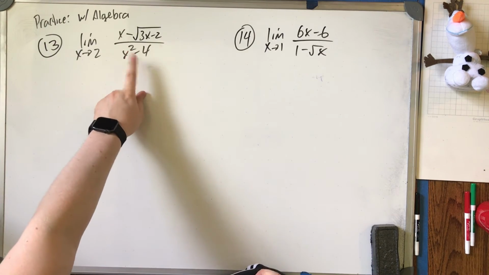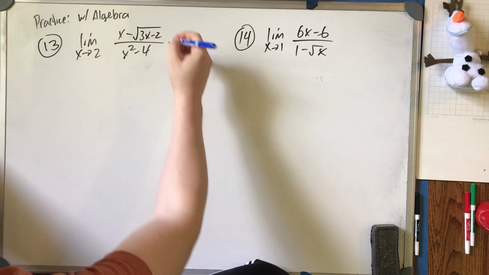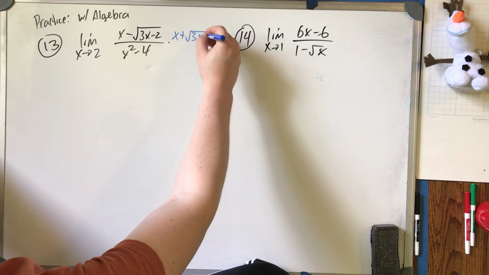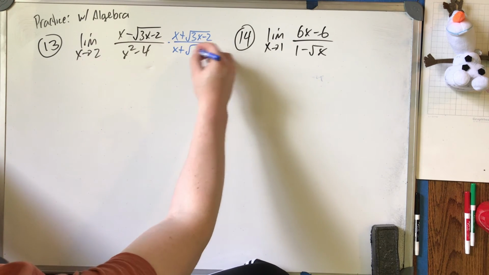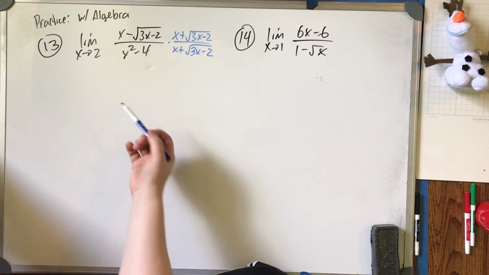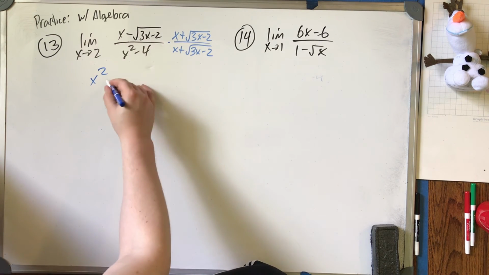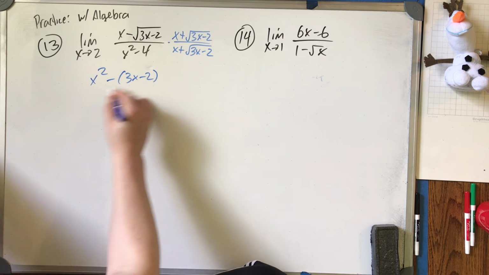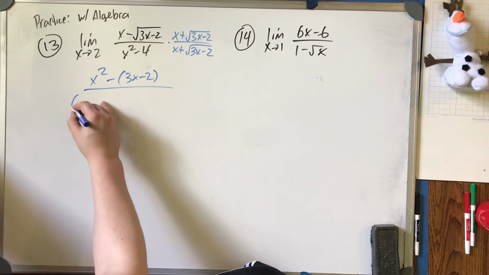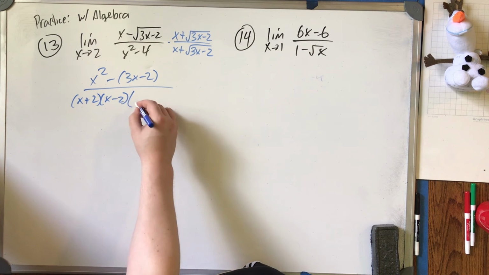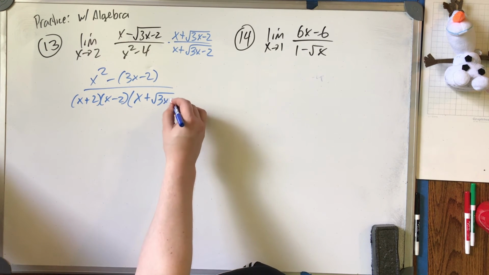For 13, I try direct substitution, I get 0 in the bottom, so I'm going to multiply top and bottom by the conjugate of this, so that's going to be x plus the square root of 3x minus 2. And let's see, I will distribute on top. That's going to give me x squared minus the square root of 3x minus 2 squared. It's important with that parentheses there. And on the bottom, I will factor the x squared minus 4 to give me x plus 2, x minus 2. And I will leave the rest of it alone.